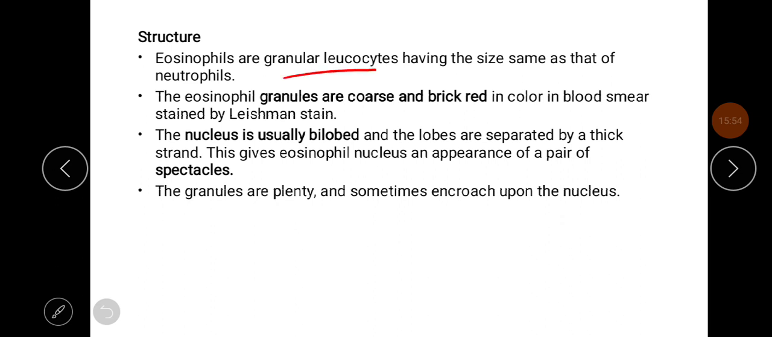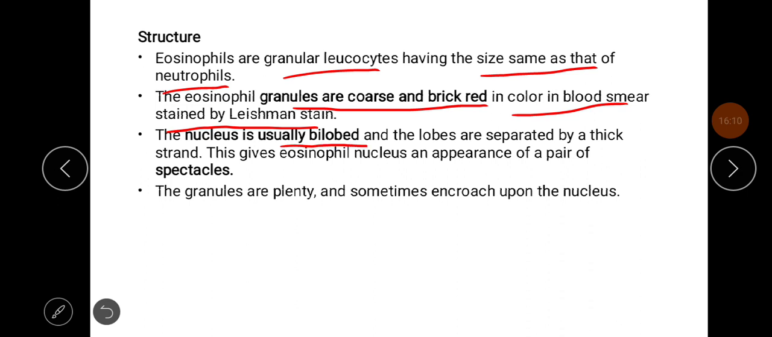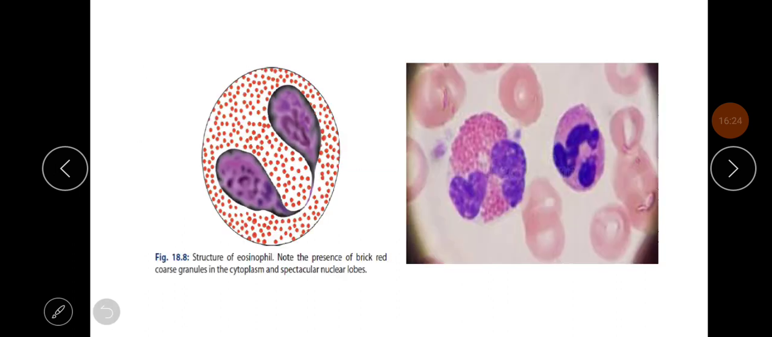Eosinophils are granular leukocytes having the same size as neutrophils. Eosinophil granules are coarse, thick, and brick red in color in a blood smear stained by Leishman stain. The nucleus is usually bilobed and lobes are separated by a thick strand. This gives the eosinophil nucleus the appearance of a pair of spectacles. Granules are plenty and sometimes encroach upon the nucleus. So this is a typical neutrophil, and this is how an eosinophil looks in a peripheral smear.